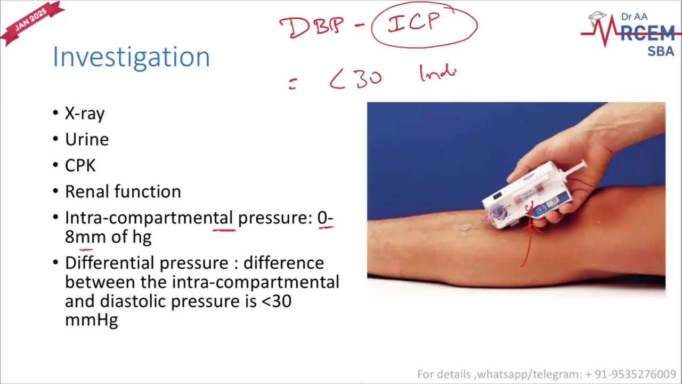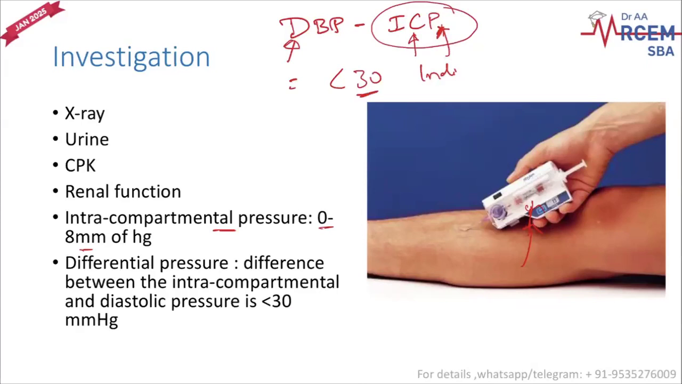So whenever they ask you the next best step when you suspect compartment syndrome, it is to measure the intracompartment pressure, because you want to see whether there is an indication to go ahead with fasciotomy or not. At the initial stage, you can manage it medically or it may require fasciotomy. That decision depends on the intracompartment pressure. Subtract it from the diastolic blood pressure, and if it is less than 30, you go ahead with fasciotomy.